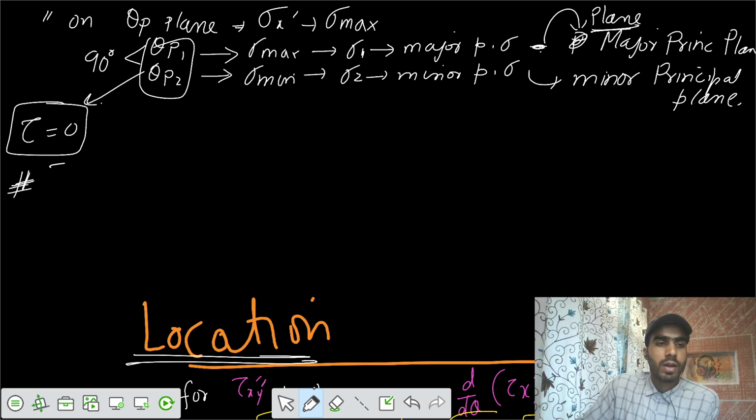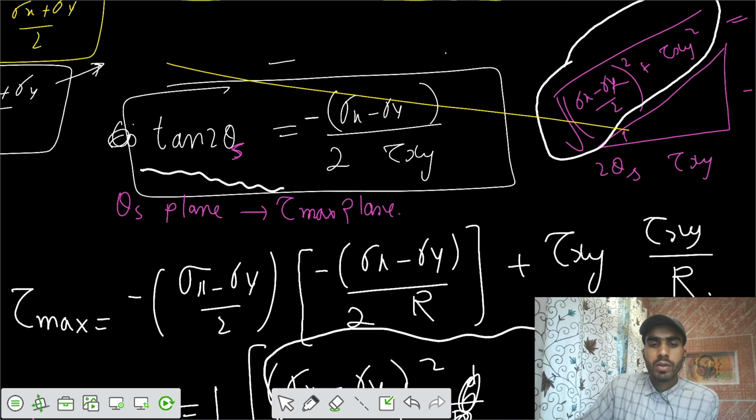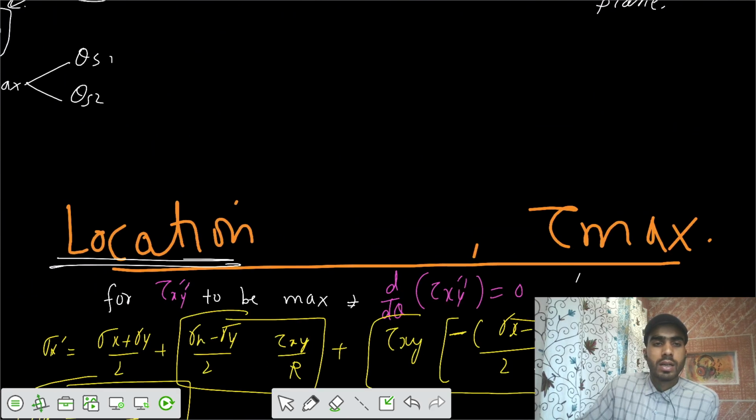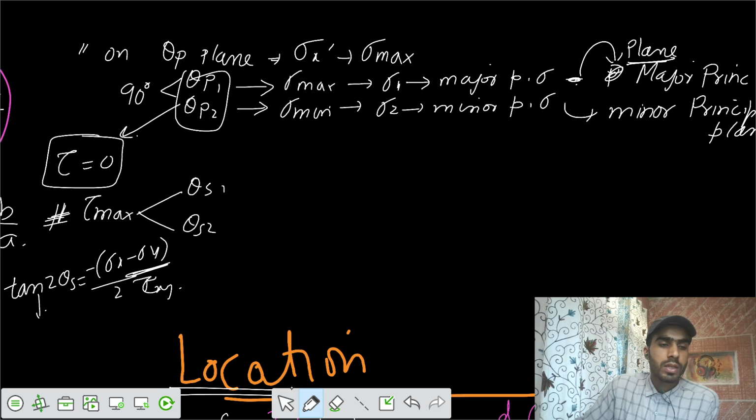So then after that we have the tau max plane. Tau max plane was at theta shear 1, theta shear 2. You have this note, you write that note also, that on two different values, we know that we got the value of tan 2 theta s equals minus (sigma x minus sigma y) by 2 divided by tau xy. So we can have two values of tan 2 theta s.